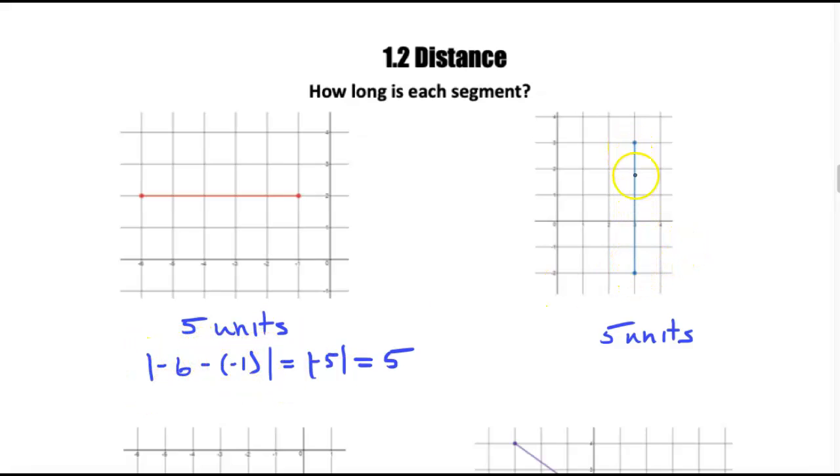Notice just the y coordinates are changing. Okay, so I have 3 minus a -2. And so that is 3 plus 2, which is just 5. And the absolute value of 5 is 5. So again, that's how you do it computationally, though it's easy enough for us to look at these and see those.